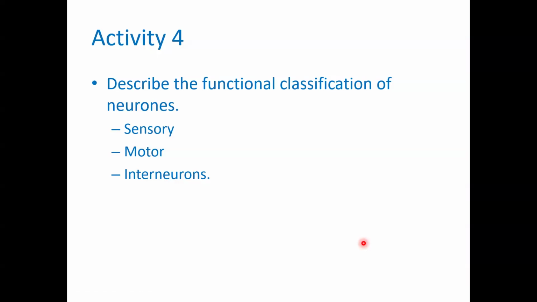Okay. Activity number 4. In this activity, we classify the neurons. Don't forget that we classify the nervous system into central nervous system and peripheral nervous system, and we further subdivide the peripheral nervous system into sensory and motor. And then we divide the motor into autonomic and somatic. Here we will classify the neurons. We have 3 types of neurons: sensory neurons, motor neurons, and the neurons that connect between both of them. We call them interneurons.